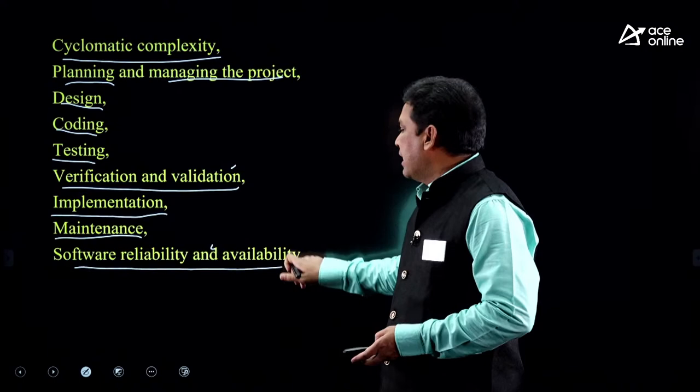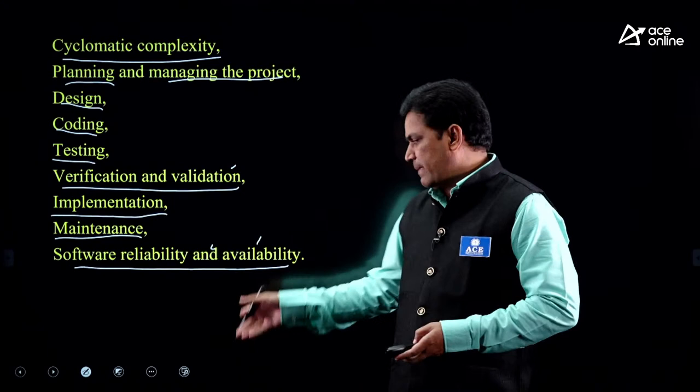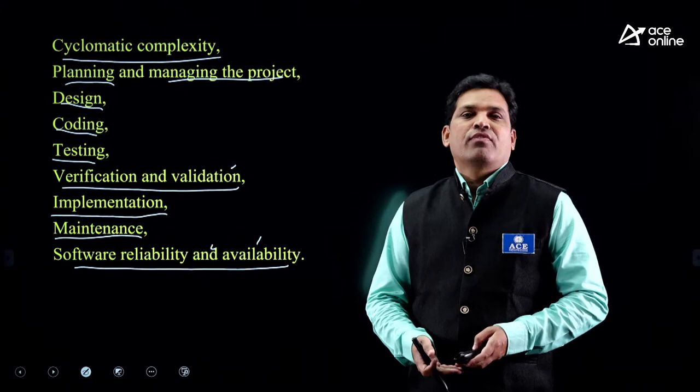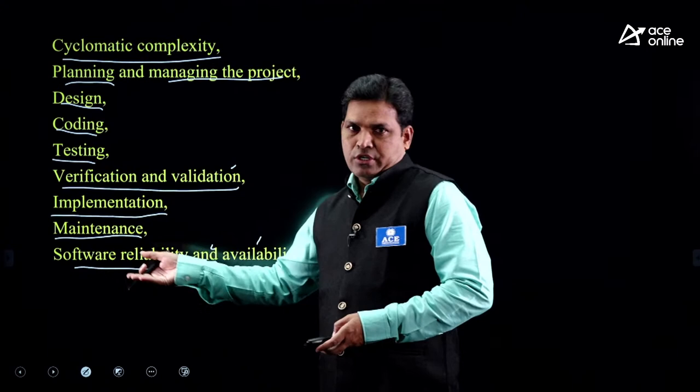Software reliability and availability. We know what is meant by reliability, what is meant by availability. Questions were asked on how to calculate the reliability of the software application or software product. So what is the availability of the software application? That anyhow we'll discuss. Some questions were asked on these particular topics. So this is about the syllabus of software engineering for ISRO aspirants, right?